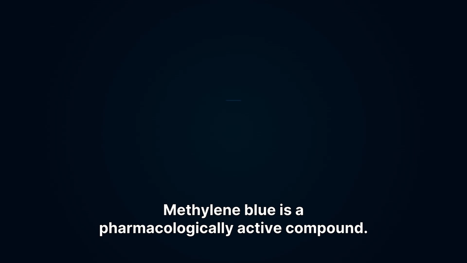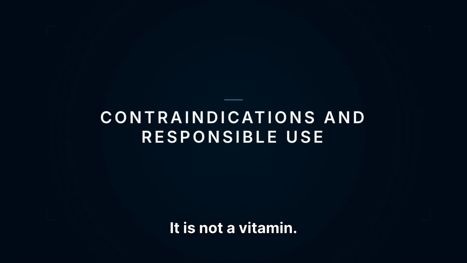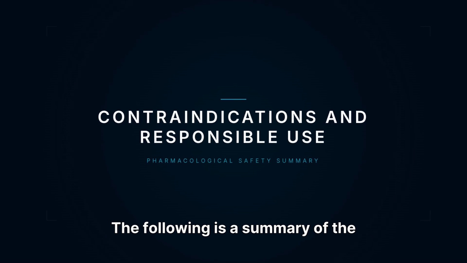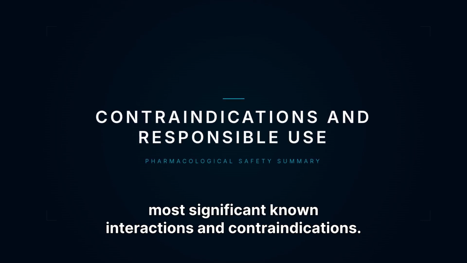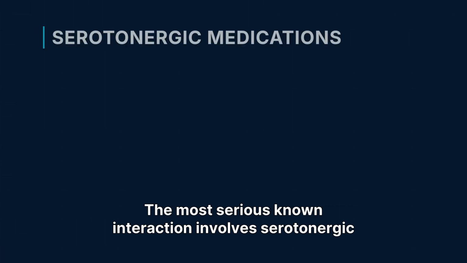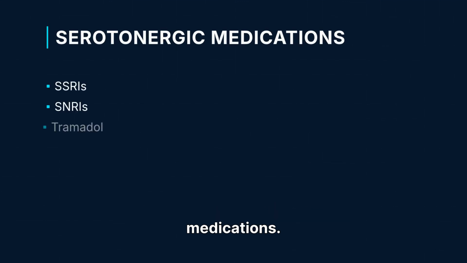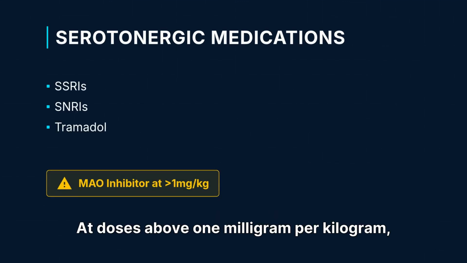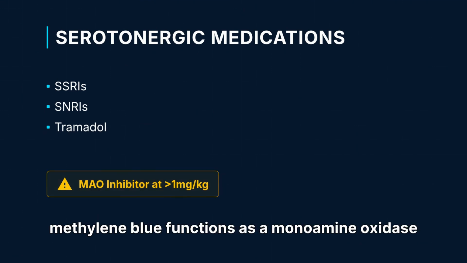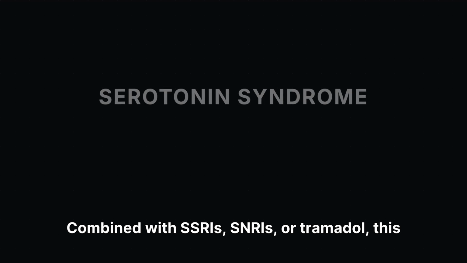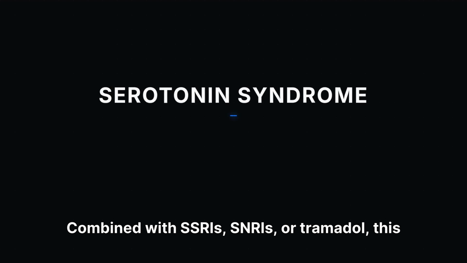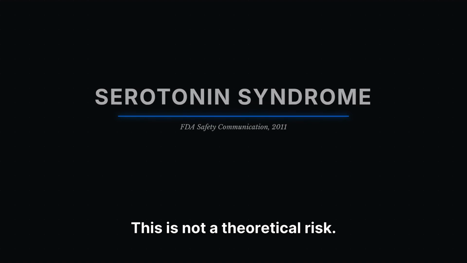Methylene blue is a pharmacologically active compound. It is not a vitamin. The following is a summary of the most significant known interactions and contraindications. The most serious known interaction involves serotonergic medications. At doses above 1 mg per kilogram, methylene blue functions as a monoamine oxidase inhibitor. Combined with SSRIs, SNRIs, or tramadol, this creates the conditions for serotonin syndrome, a potentially fatal state of serotonin toxicity. This is not a theoretical risk.